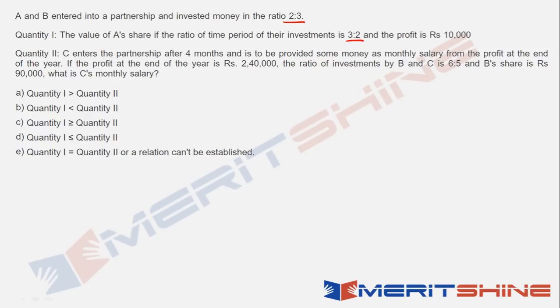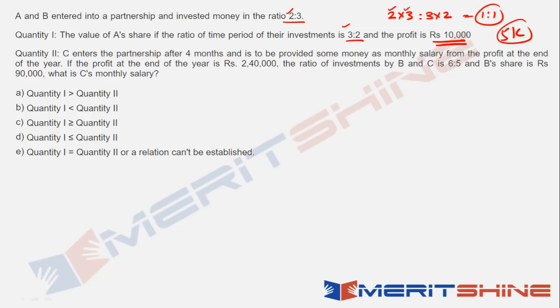So, it's simple. If you look at this guy, A invests less but invests for a greater period. This is 2, this is 3. So, A's share 2 into 3, effective investment 2, investment 3, time period is to B's share 3 into 2. So, this is nothing but 1:1. So, their shares would be equal. Profit is 10,000. Profit 10,000 means what is the value of A's share? That would be 5,000. It's a simple one. I mean, you can get it very quickly.